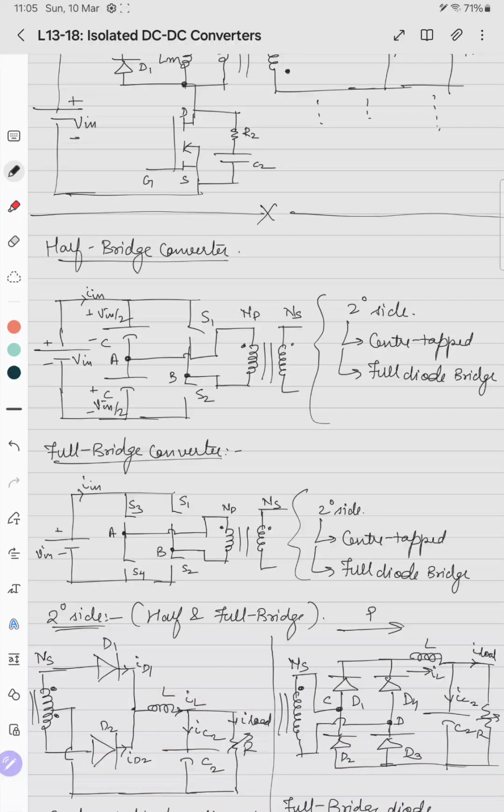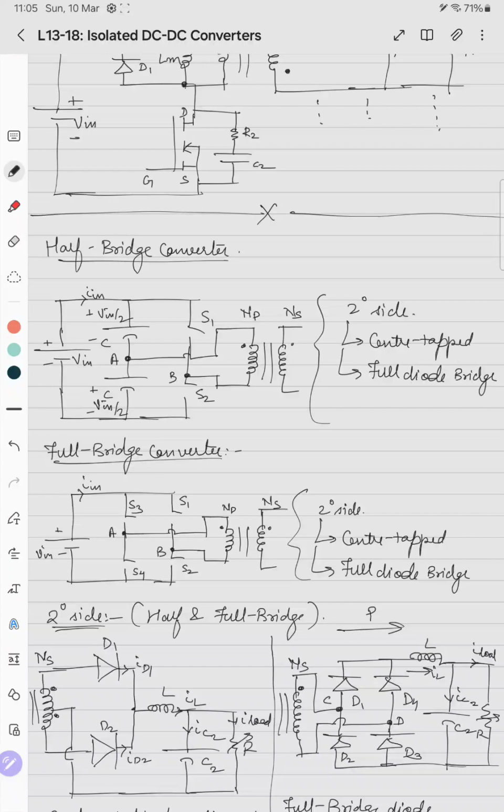We saw in the forward converter that the BH curve covers only one quadrant. Working in one quadrant means the magnetic core is underutilized. So then we went for the push-pull converter. In the push-pull converter, two quadrants of the BH curve are used, the first quadrant and the third quadrant. That is, the magnetizing current becomes positive as well as negative.